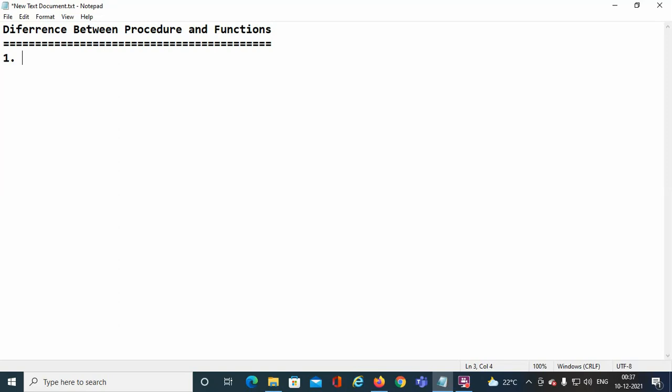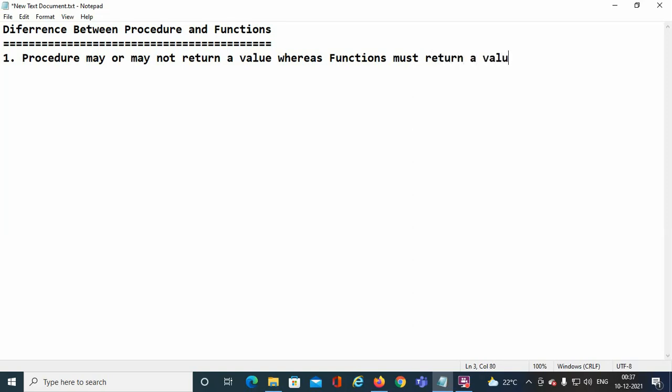Okay, so I'm just writing this down. This is the first difference, that is for sure. A procedure may or may not return a value, whereas a function must return a value. Okay, so this is a very important difference, and it has to be told in your answer as the very first point.